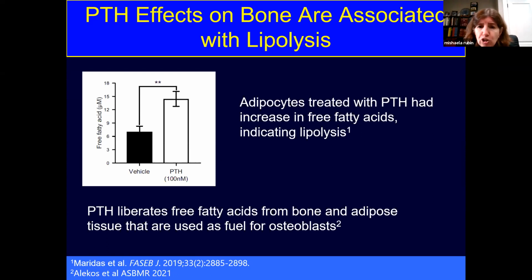And there are some data that show that fat cells, when they get treated with PTH, the fat breaks down and free fatty acids are released. And the data that were presented at the recent meeting showed that when you give mice PTH, free fatty acids are released. In other words, fat is being broken down both in the bone and in fat tissue. And the thought is that the reason PTH is doing that is to actually provide nutrition or fuel for the osteoblast building cells to do their bone building.